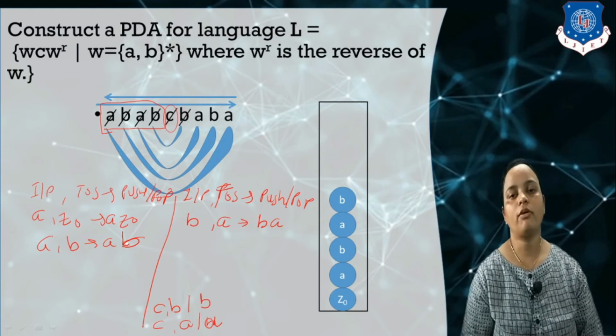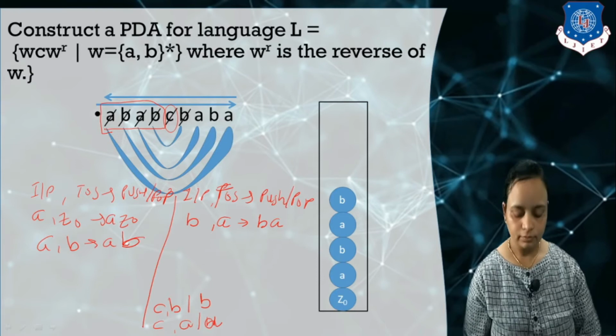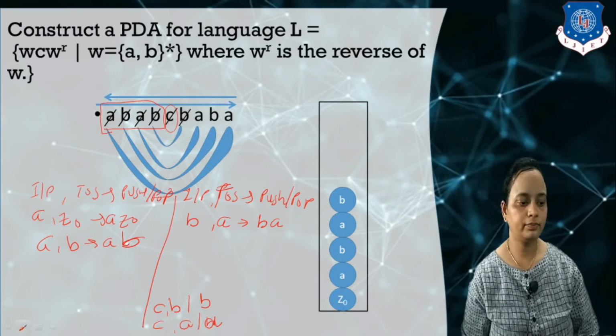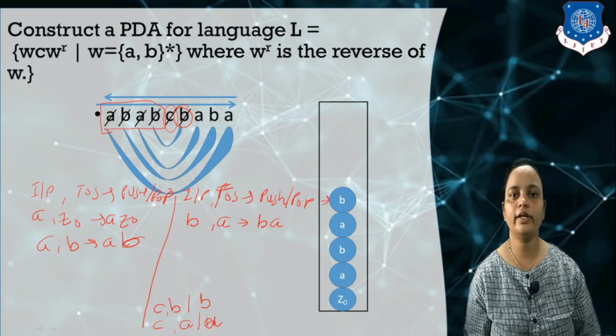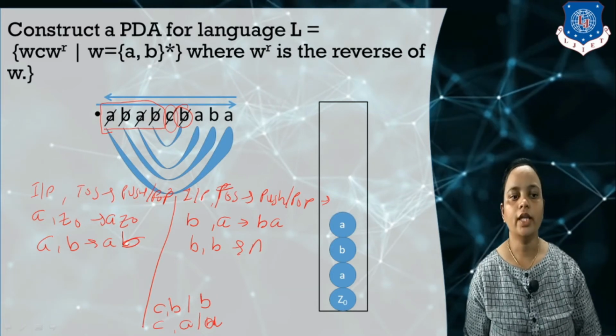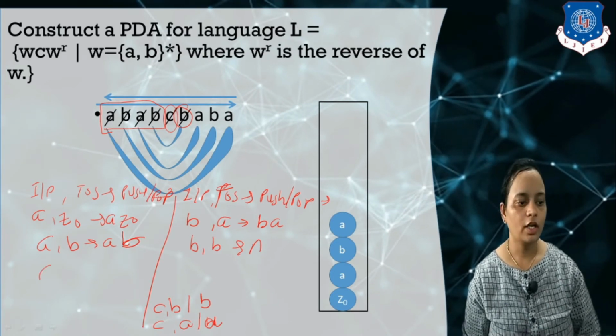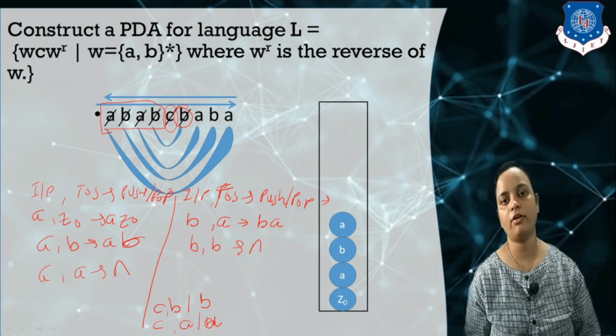Now we are performing a delete operation. If you see for B, what is the topmost symbol it contains? Sorry, B. So we are performing a pop operation. Now again input A is coming. Input is A, the top of the stack contains A. What are we going to do? We are performing a pop operation.